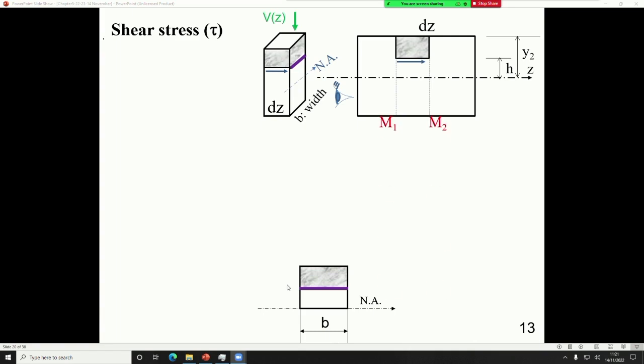Based on what I showed you, the bending moment distribution is not constant. If we have a bending moment on this side of the element, which is M1, on the other side it is either bigger or smaller. So we have M1 and M2 acting on these two sides.